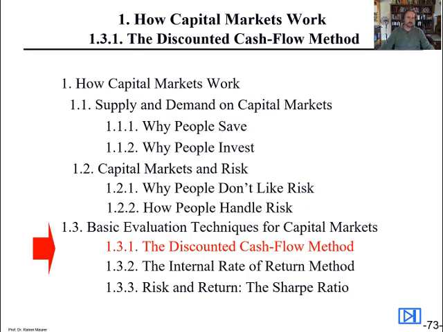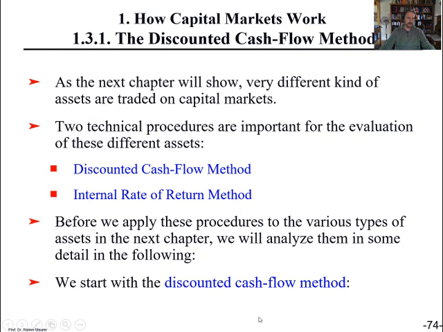In this lesson we will discuss various evaluation techniques that we need to evaluate financial market assets in chapter 2. As chapter 2 will show, very different kinds of assets are traded on capital markets. Two technical procedures are important for the evaluation of these different assets: the discounted cash flow method and the internal rate of return method. Before we apply these procedures to the various types of assets in the next chapter, we will analyze them in some detail in the following.